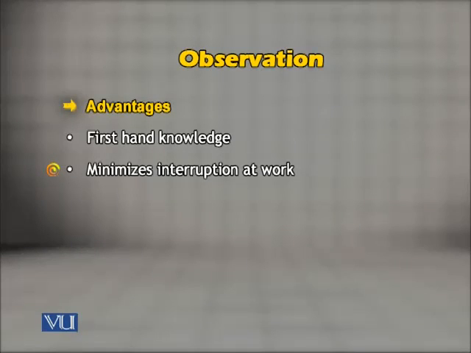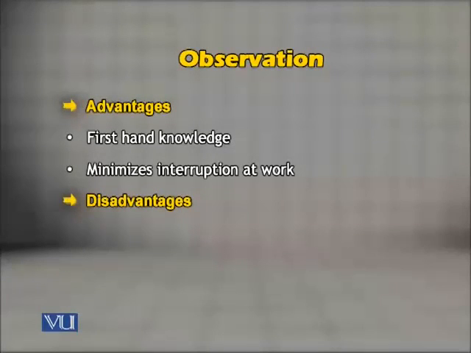It also minimizes interruption to work. You don't have to ask someone to fill this questionnaire, or to spare about 45 minutes of their time so that I can have an interview with you, or spare about an hour or an hour and a half of time so that we can have a focus group discussion. So that is something that minimizes interruption at work. So through observation, you can get a realistic picture as well as minimal interruption to work. You don't have to ask people to leave their work and give you information. But there are disadvantages to observation as well.